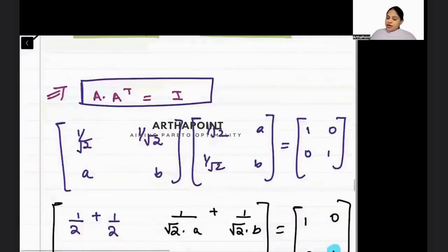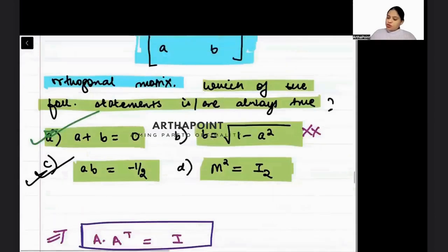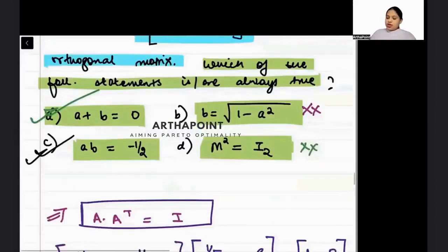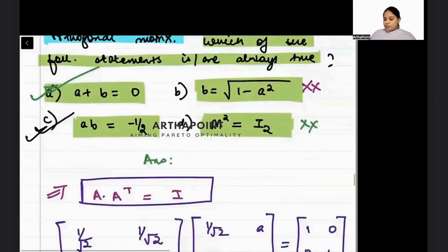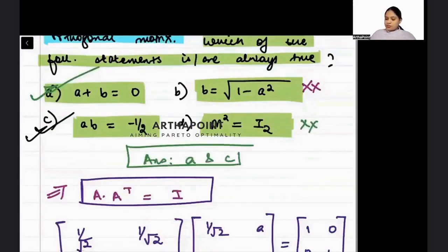And beta, if you do a into a, you don't get I. A into a transpose is I, which means that option D is incorrect. So the correct options are A and C. The correct options are A and C. Okay, beta. Thank you.